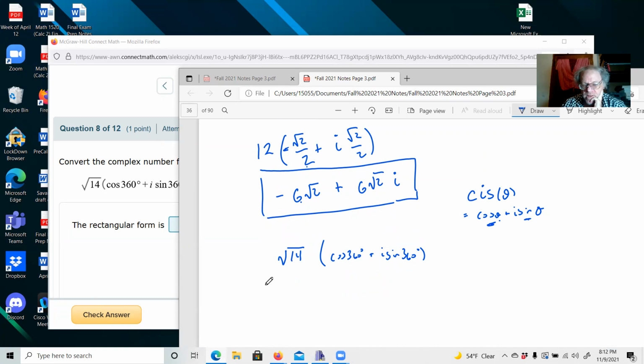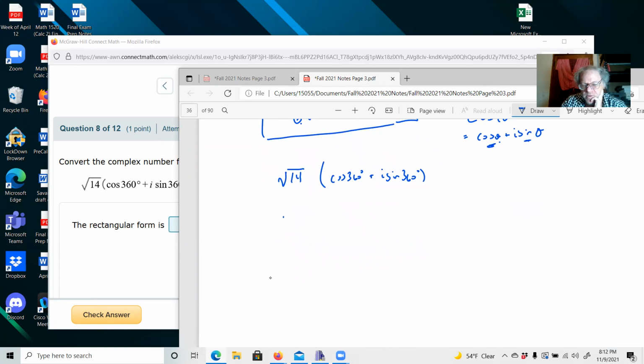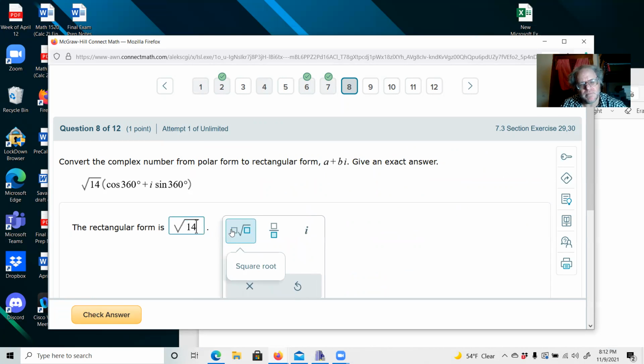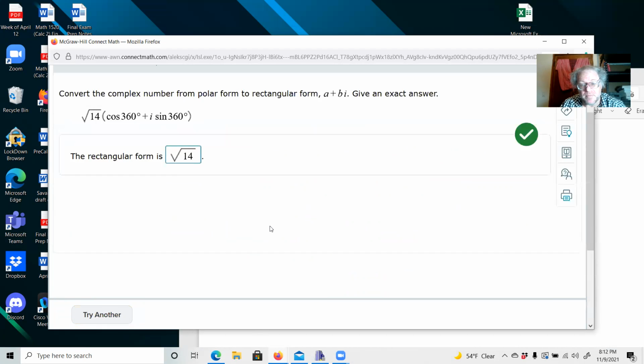Okay, so this is the square root of 14. Cosine of 360, that is 0. So we end up with root 14. There we go.